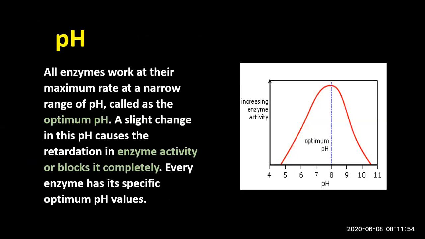pH. pH also affects the activity of enzyme in a very specific way, because enzymes are highly selective according to the environment, and they're highly selective for their pH. There are certain enzymes which work in acidic pH. There are certain categories of enzyme which work in alkaline pH or basic pH. And there are certain enzymes which work at neutral pH.